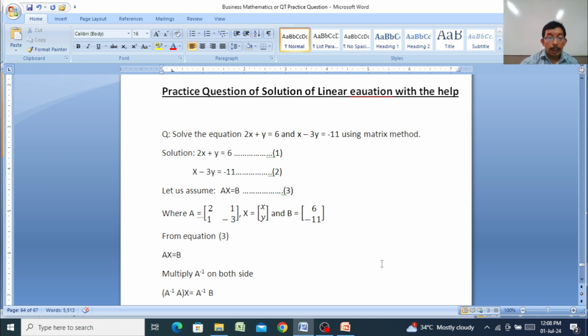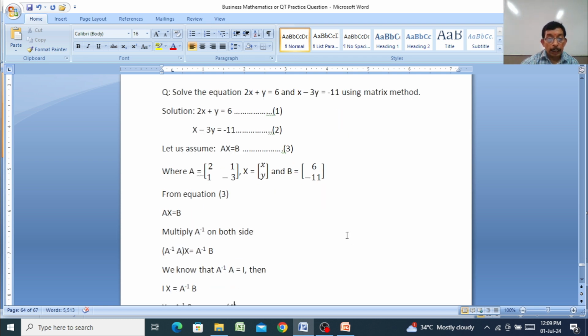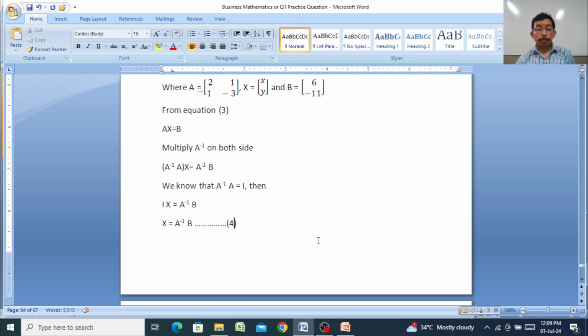Now from the first equation, Ax is equal to B. First we find the value of x in terms of A and B. Then we multiply A inverse on both sides. A inverse multiplied by A into x is equal to A inverse B. If A inverse multiplied by A, then the result is I. This was proved in the previous question. A inverse into A is equal to I. Then we replace A inverse A by I. Then I into x is equal to A inverse B. Then x is equal to A inverse B. This is the fourth equation.